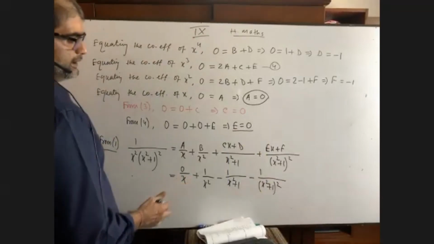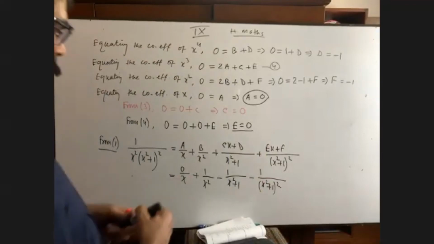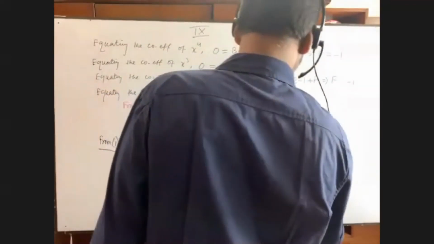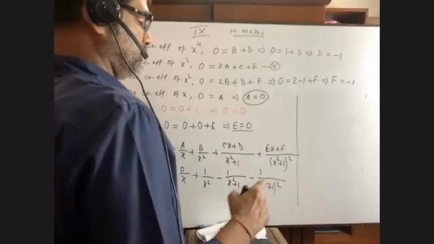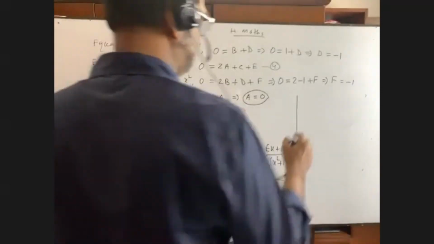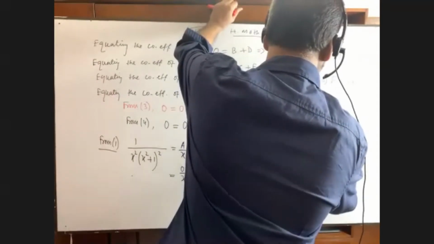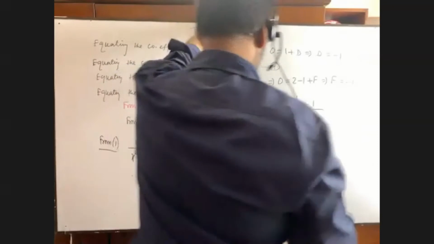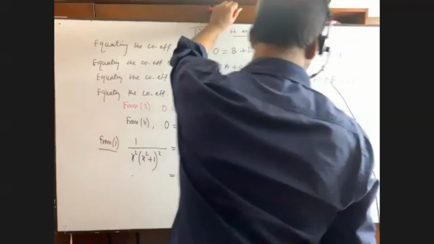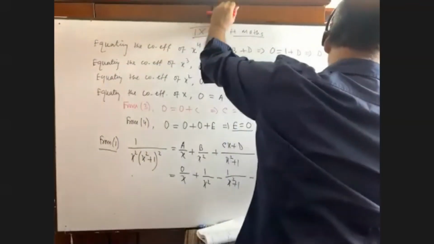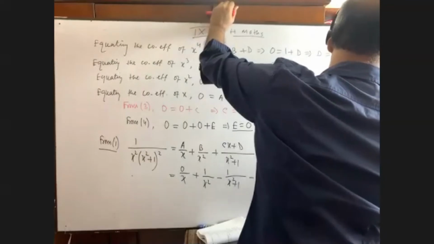Sir, is it possible to first equate the coefficient of x, then x square? No, no. It may be possible for some maths, but for almost every math it may not be possible. Better you find a value at first. When you get a factor, you have to find it. But in these two maths, it can be done. Minus 1 by x square plus 1 whole square.